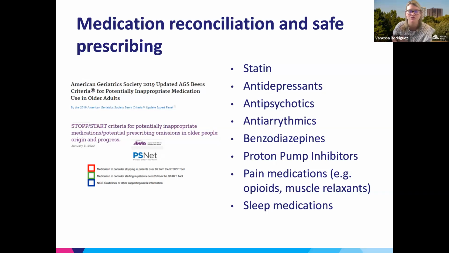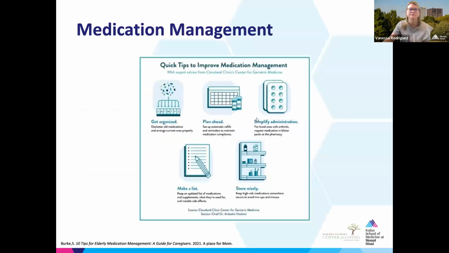So it has 3 color categories: medications to consider stopping, medications to consider starting, and the blue is considering the NICE guidelines on how to navigate complicated medication prescribing. So it's good to have an idea of what medications can be unsafe, but also very important is understanding why patients are taking it.